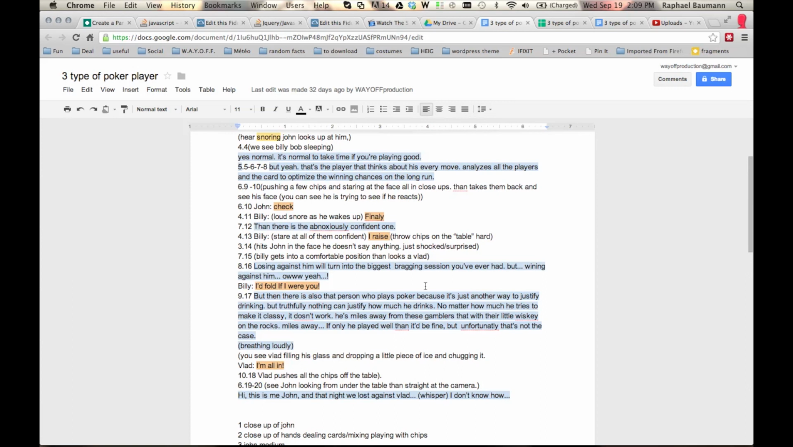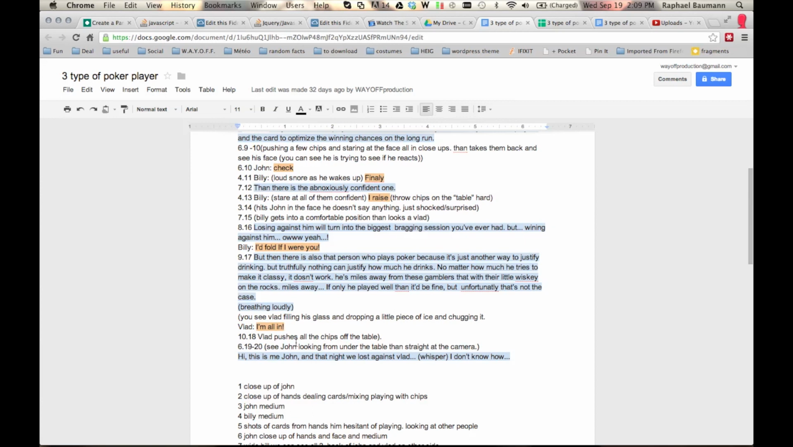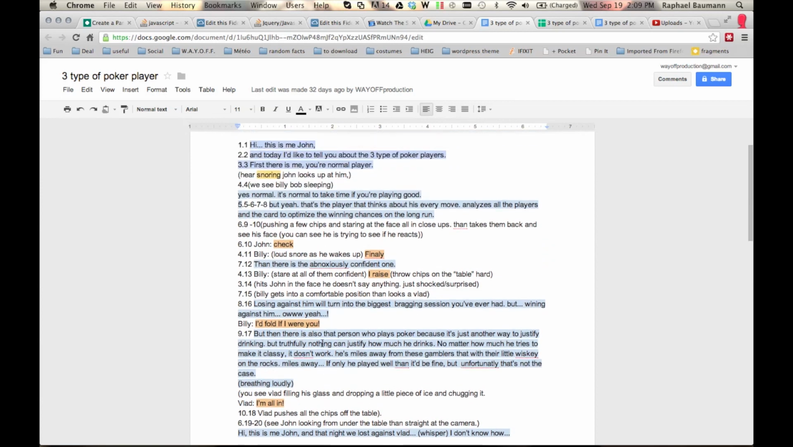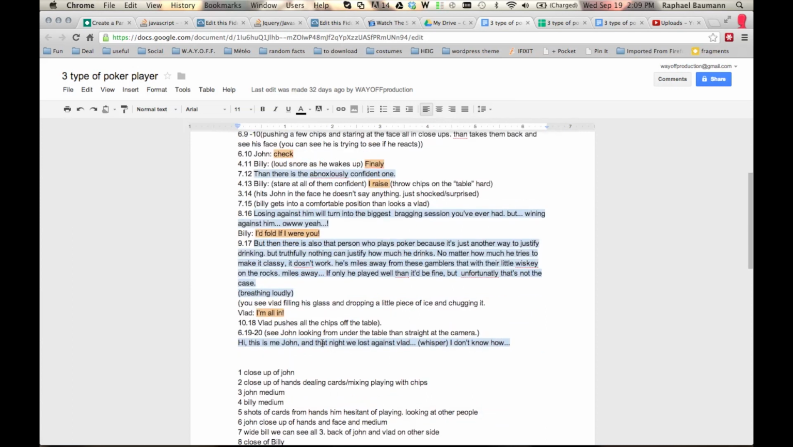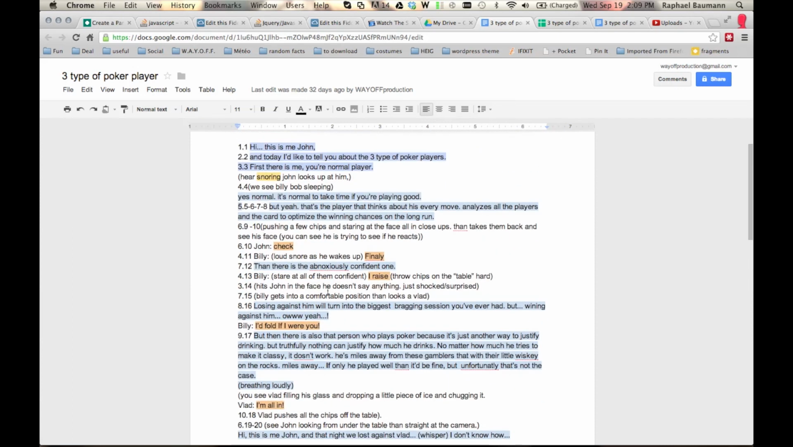So here in blue I just highlighted, I don't know what I highlighted there, to be honest. Oh yeah, in blue I highlighted the voiceover.